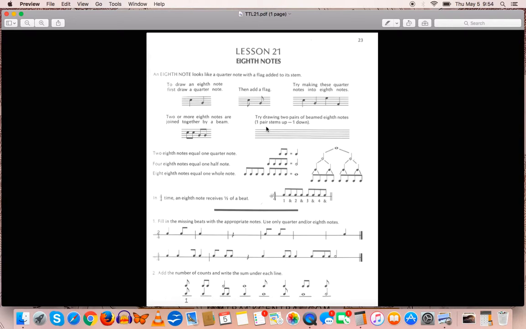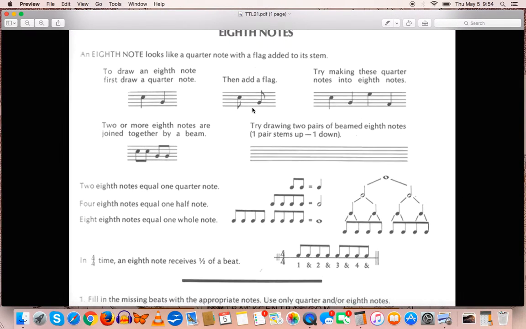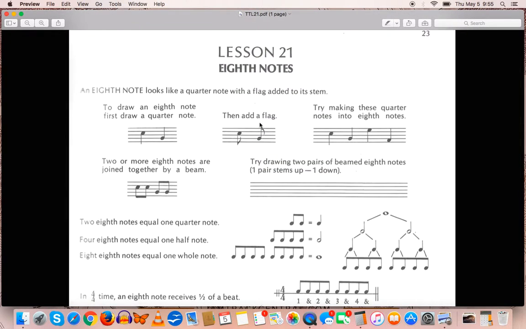We're going to talk about eighth notes today. So, eighth notes look like quarter notes, except they have a little bit extra. For example, here's a quarter note, and then an eighth note has this flag on it. Okay, let's zoom in a little bit. You got this flag right here that denotes an eighth note, and the flag will go this direction if the stem goes up, and the flag will go this direction if the stem goes down.